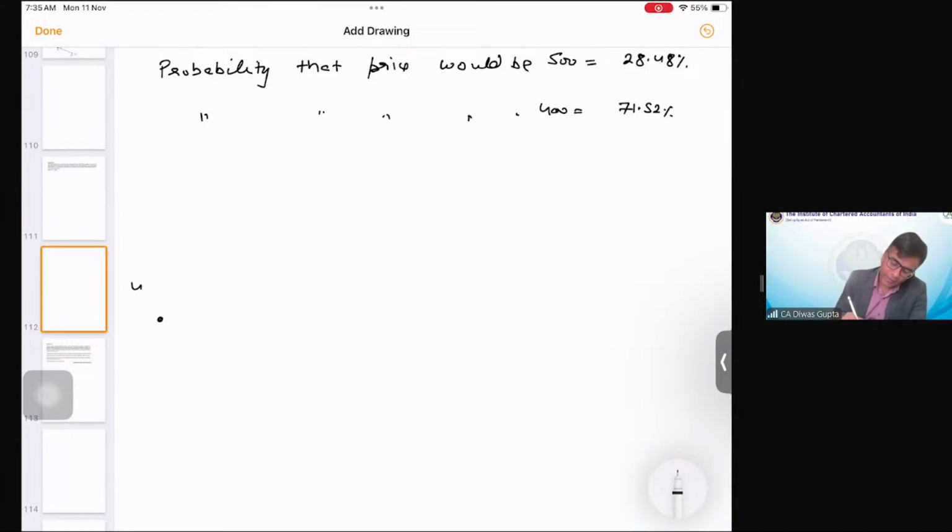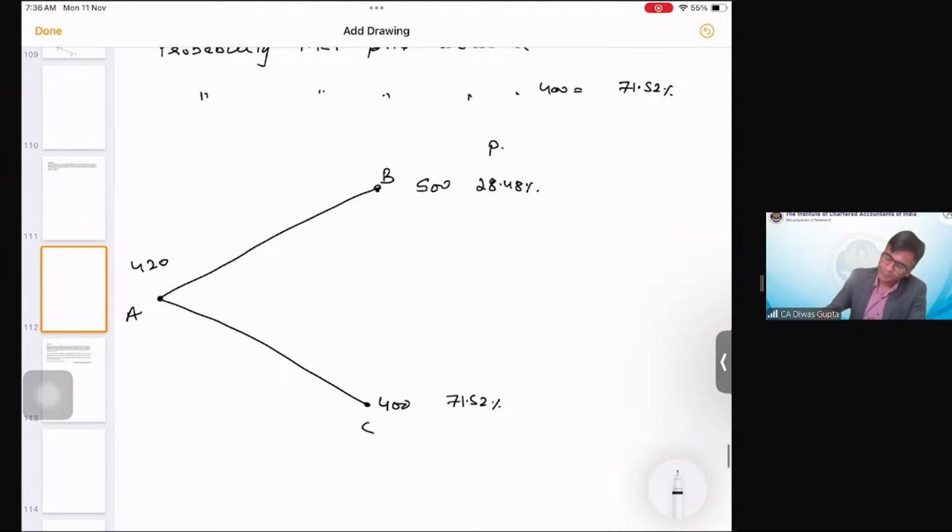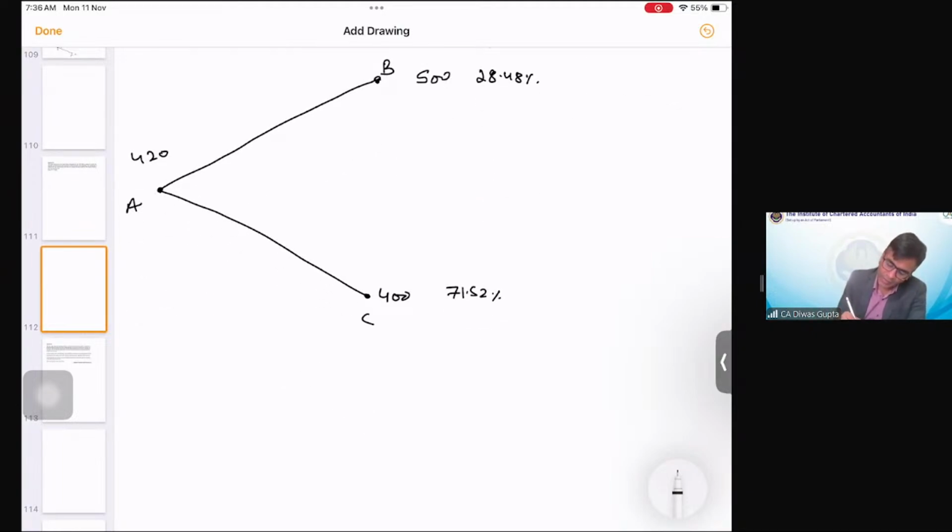The current price, which is 420, let's say this is the A node. This becomes B node, this becomes C node. So at B node, higher price 500 with a probability of 28.48 percentage. At C node, lower price of 400 with a probability of 71.52. Clear? So let's calculate the payoffs at each node.